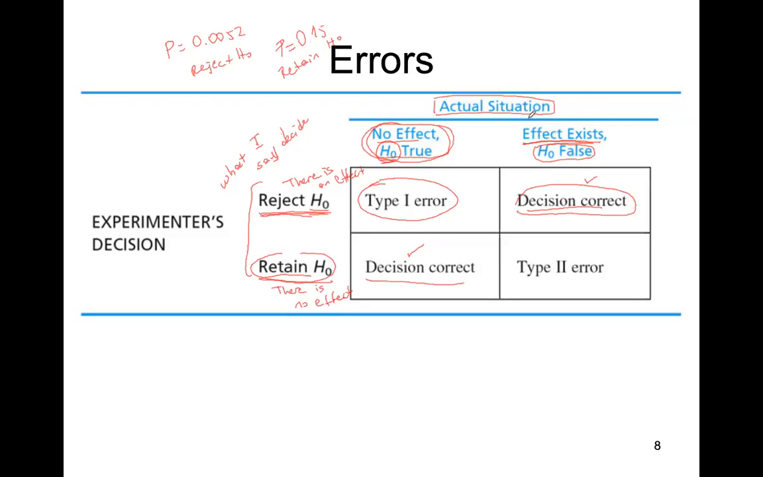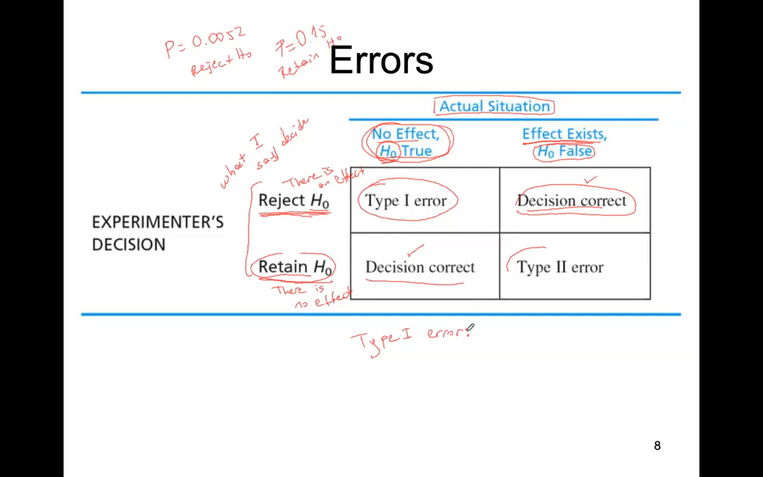I might say no effect, and I say there is an effect. Okay, there is an effect or there is no effect, but the actual situation might be this. Okay, how about type 2 error? So type 1 error, what is it? Friends, type 1 error. What is type 1 error? I want your responses here using the chat. What is type 1 error?